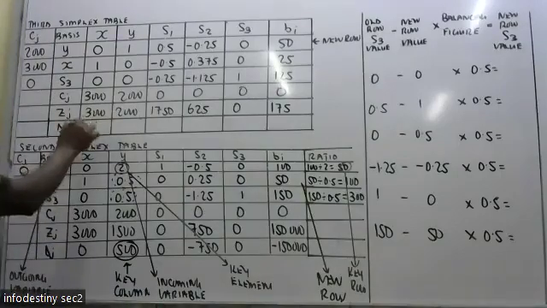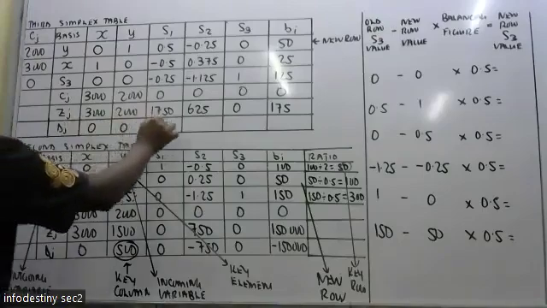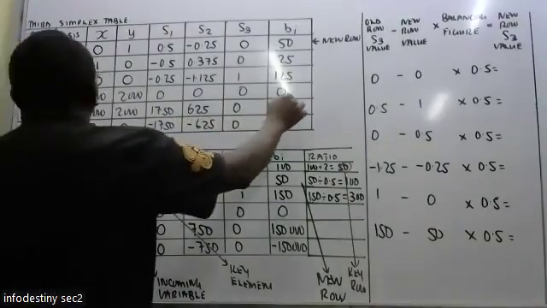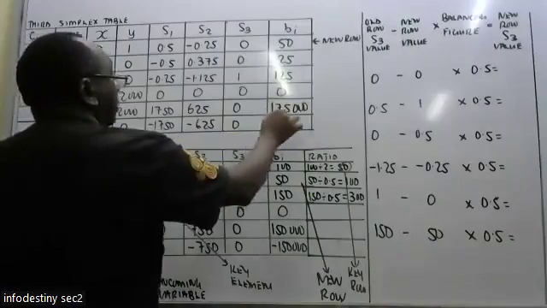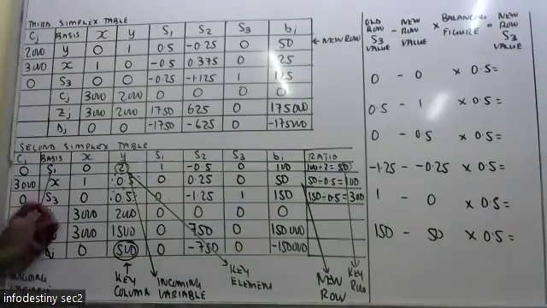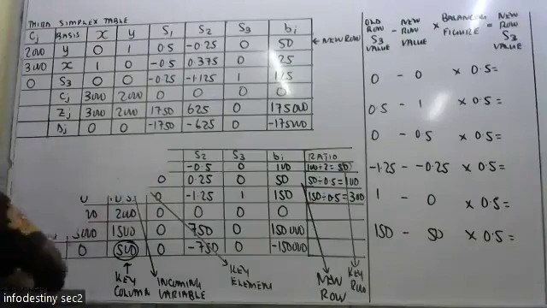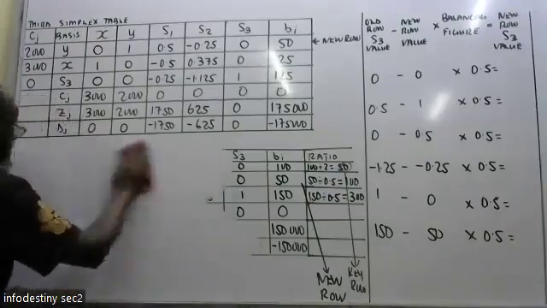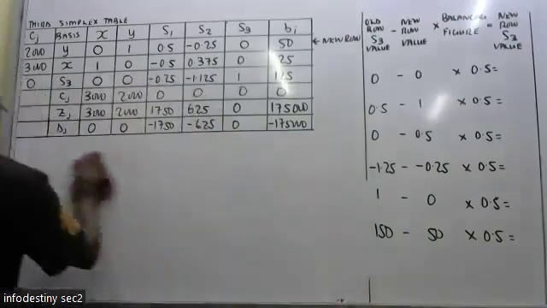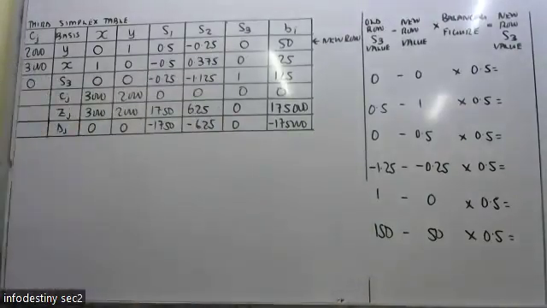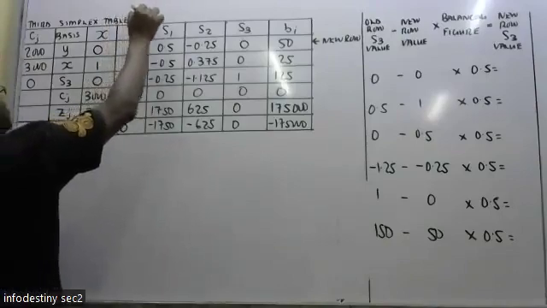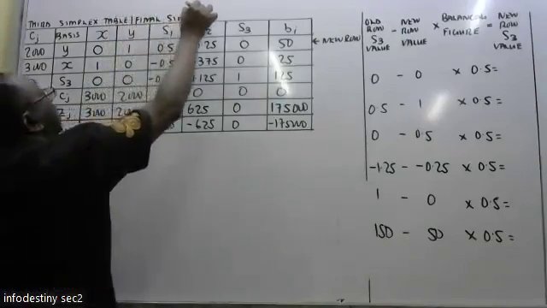So this one then would be 0, 0, negative 1750, negative 625, 0, imesema 175,000. So si hakuna positive. So that is now our final simplex table.